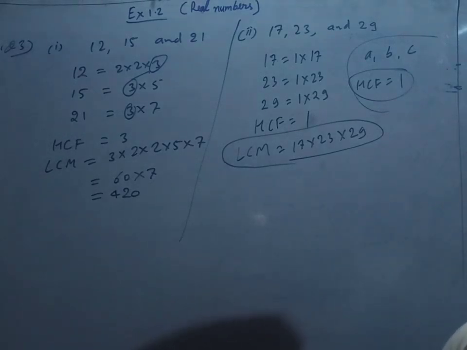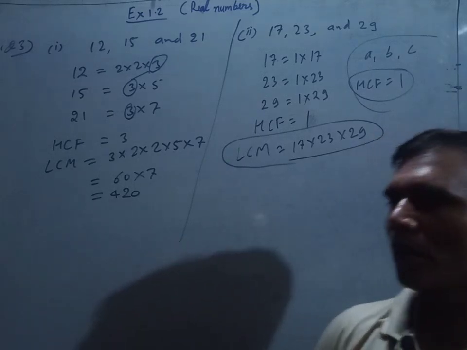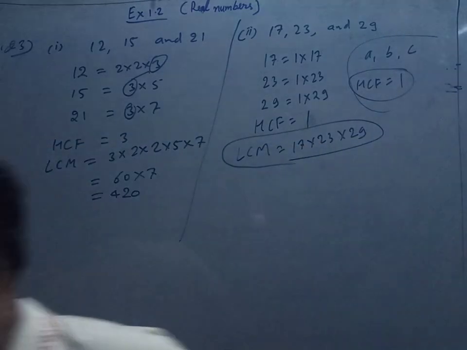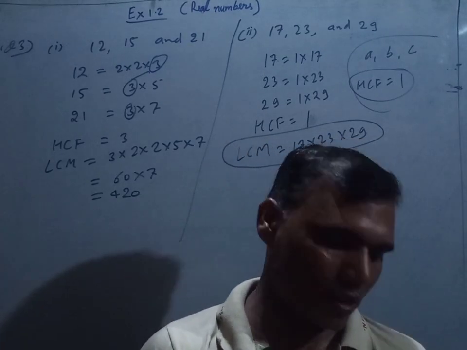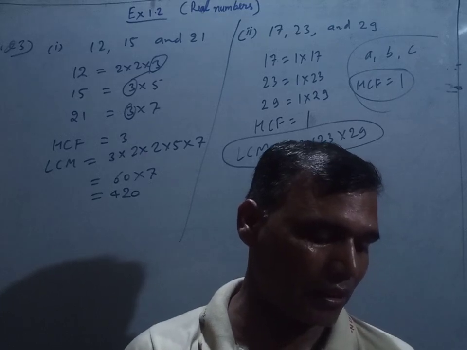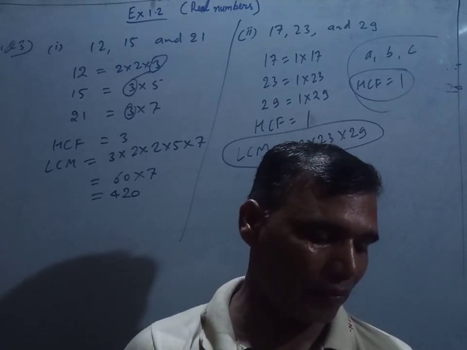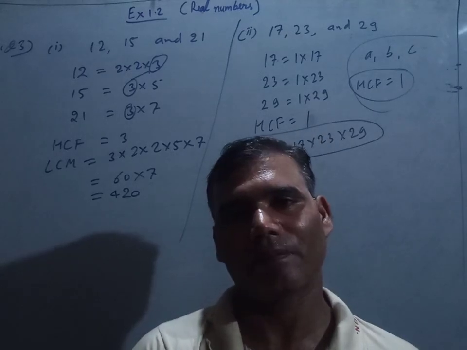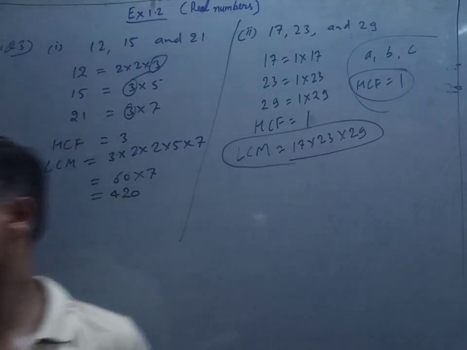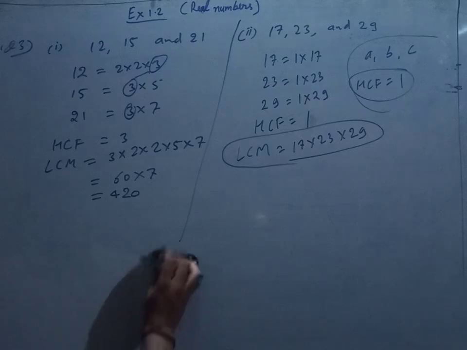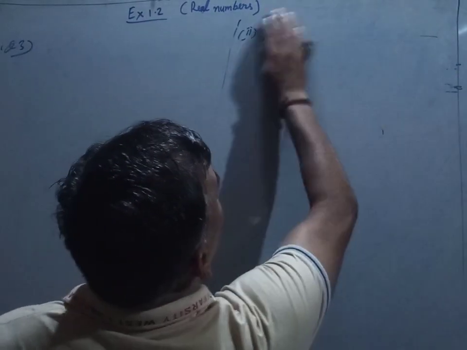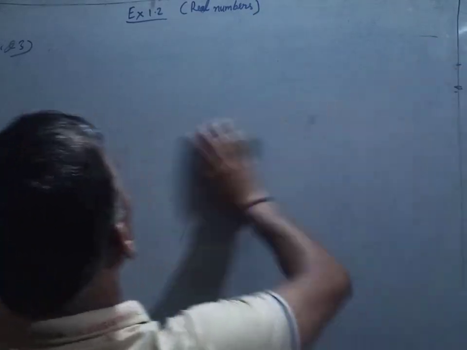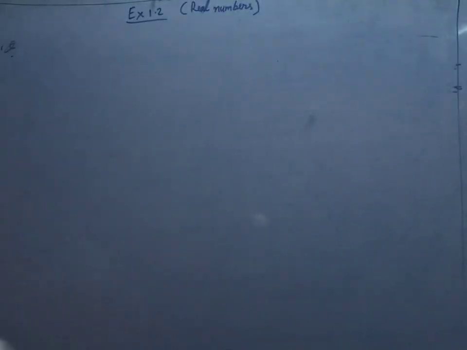Okay students, next, now we read and study question number 4. Question number 4: given that HCF of 306 and 657 is equal to 9, find the LCM of 306 and 657. So students, first we take question number 4.